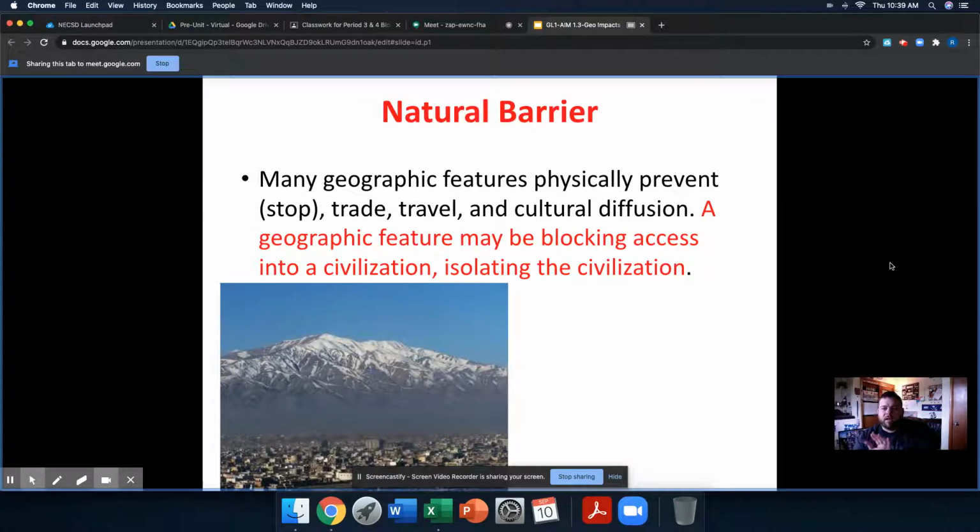If we lack the technology to get over that mountain and communicate with people on the other side, we might not even know that the civilization on the other side of the mountain exists at all. Okay. Let alone trade with them or learn things from each other. So natural barriers have significant impact on a civilization's ability to communicate with others outside of their own. So it's important to understand that.